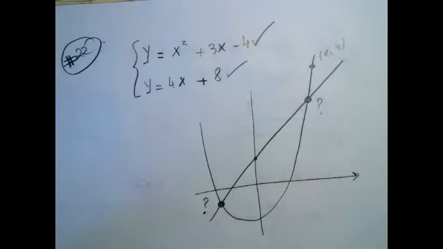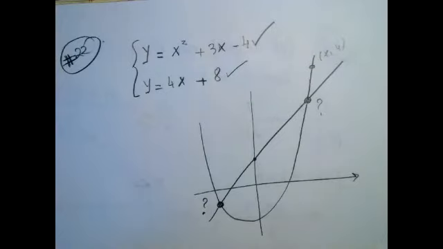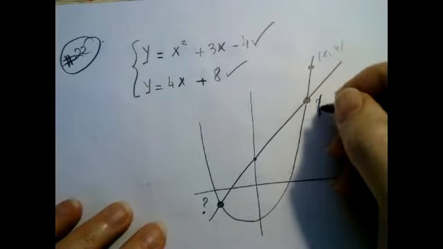Anybody? I did that in class for 2 lines. Now I'm giving you a line and a parabola basically. And the question is, how do I do that algebraically? Anybody? How do I find those intersections?